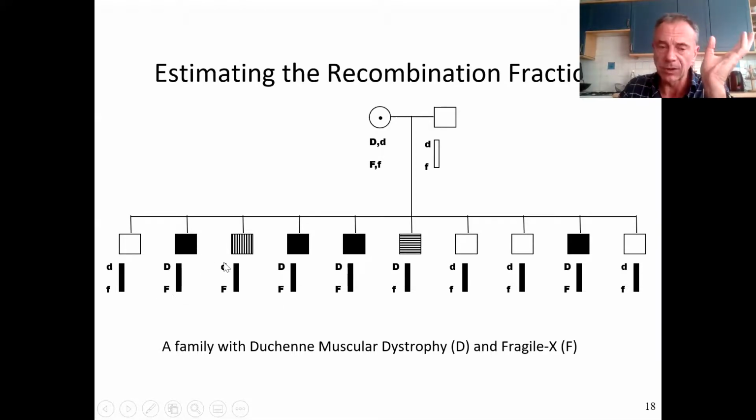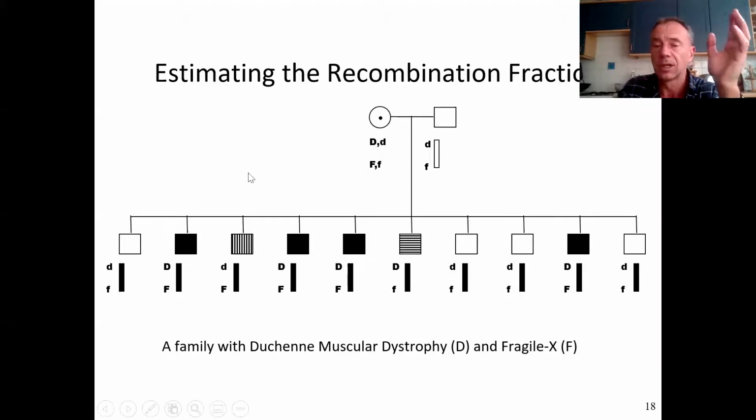And somebody who's got one, not the other: Fragile X, we put capital F, little d, and little d, big D, little f, and so on. So just by looking to see which diseases somebody has, we can tell which copy of the gene they had. Did they get the normal one or the abnormal one?